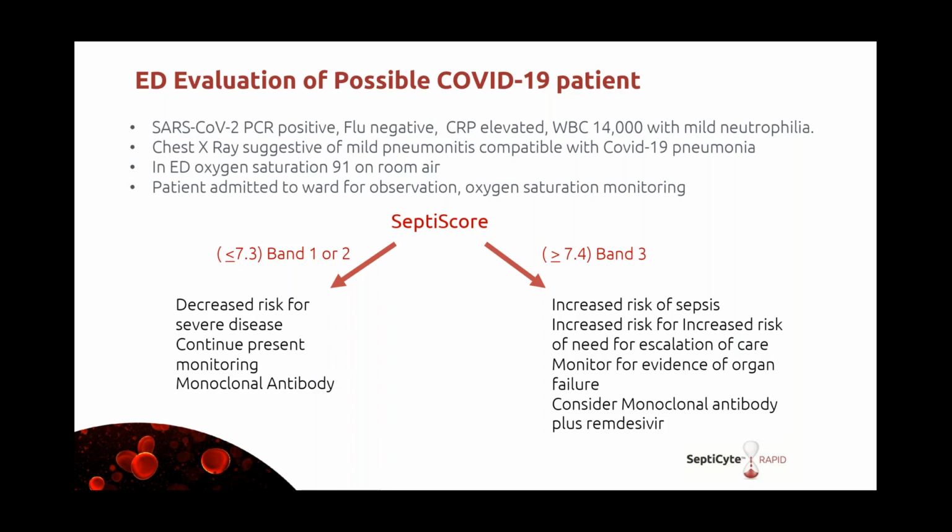Looking at SeptiCyte RAPID scores of possibilities, this patient had SARS-CoV-2, was flu negative, elevated white count, and chest X-ray suggested mild pneumonia. If the SeptiCyte score was less than 7.3, there's decreased risk of severe disease and or progression, and the patient can be monitored and evaluated for possible bacterial pneumonitis and treated as such. Should the score be 7.4 or greater, this patient has great risk for progressive disease, increased risk of viral and or bacterial sepsis, and needs to be monitored for evidence of organ failure, and then consider early intervention from an antiviral standpoint using things such as remdesivir and dexamethasone.